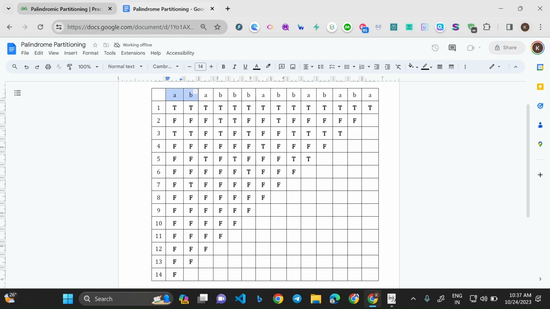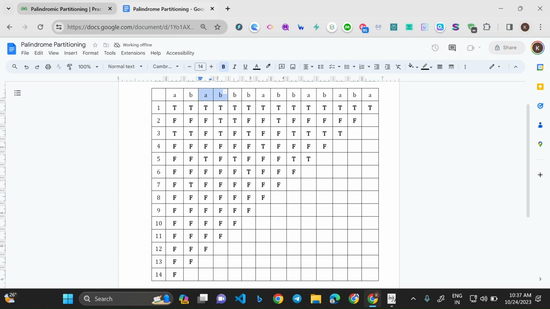From A, we have AB as the substring of length 2. Is that a palindrome? No, that is not, so it is false. Now come here. BA, is this a palindrome? No, it is not. We are only considering length 2. Do not think about some external length or lengths greater than 2. Only length 2. So is BA a palindrome? No. That is the reason we are storing false corresponding to 2.